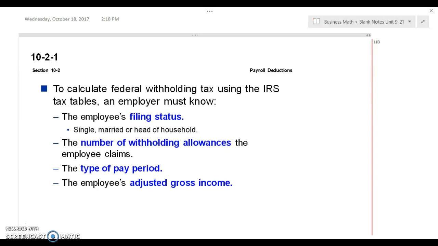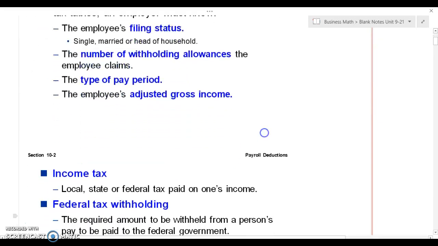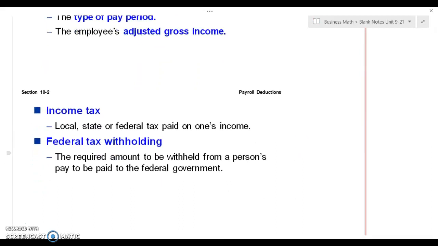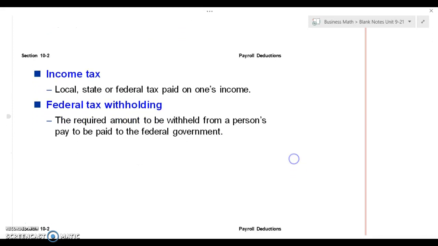The type of pay period, so bi-weekly, semi-monthly, weekly, monthly, what we did in our last lesson, and gross income. More vocabulary, income tax. There's local, there's state, there's federal, and it's paid on your income. The federal tax withholding is how much the federal government is taking away from a person's paycheck.